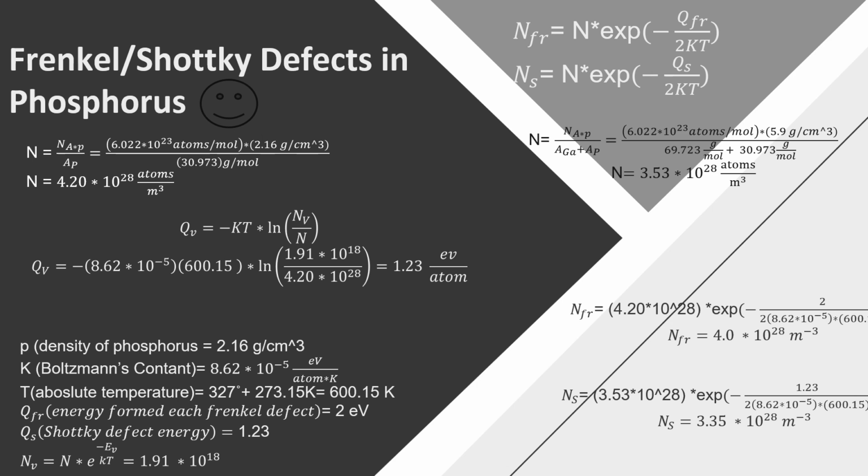Now, using what we have learned in the previous slide, we can find the number of Schottky defects by calculating the activation energy. To do this, we will plug in our new variables such as temperature, number of vacancies, and the number of atoms into our activation energy, which gives us around 1.23 electron volts per atom. Plugging into our Schottky defects equation shows that there is roughly 3.35 times 10 to the 28 Schottky defects per meter cubed.